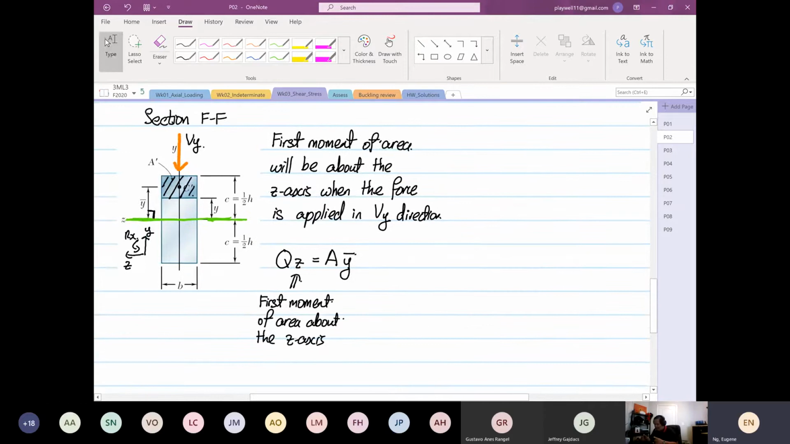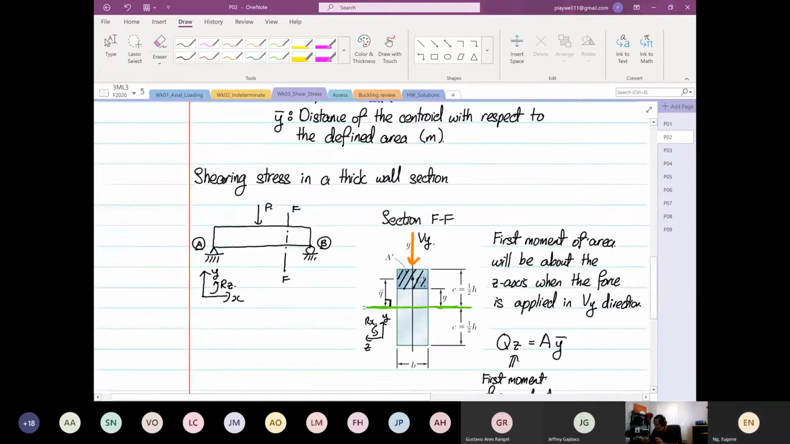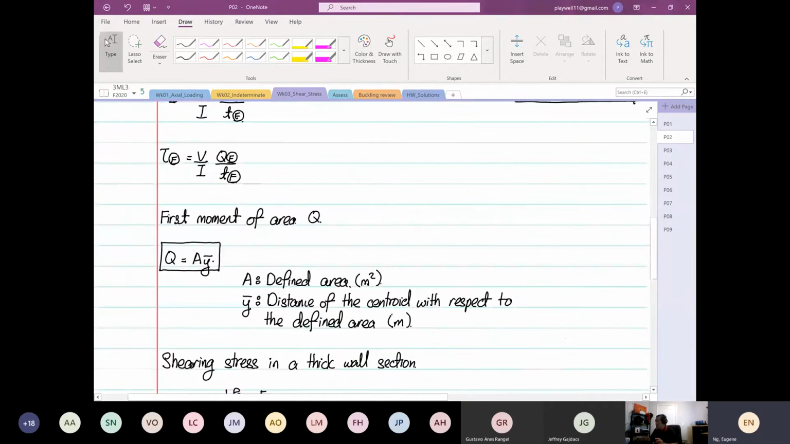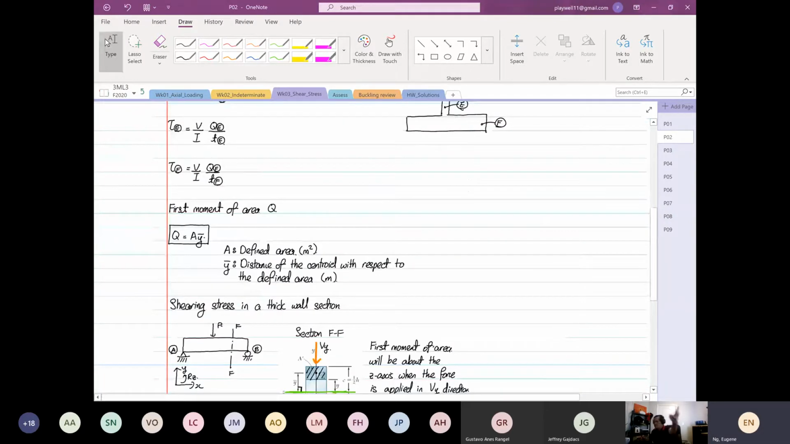Now, what will happen if the shear force is applied parallel to the x-axis, sorry, to the z-axis? Okay. So why am I doing this? Because at the end of the day, we are going to analyze structures that are under 3D loading. I repeat again, we are going to analyze structures that are 3D loaded.